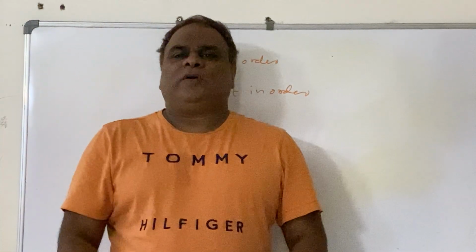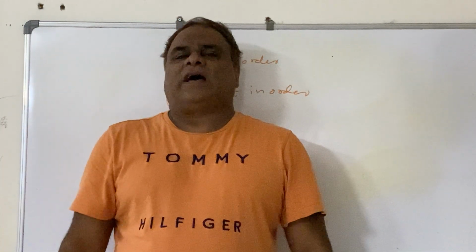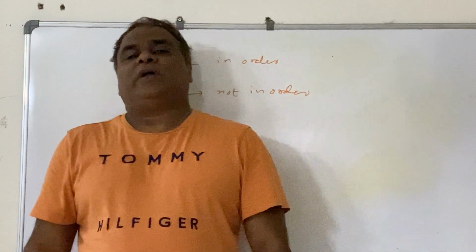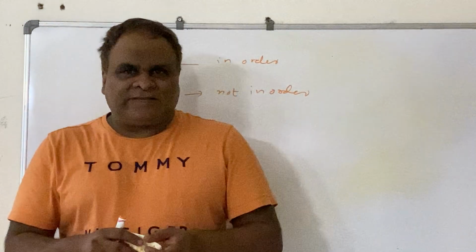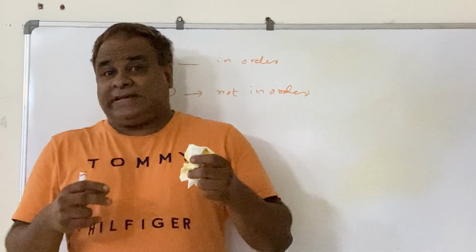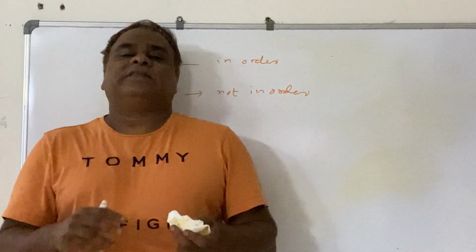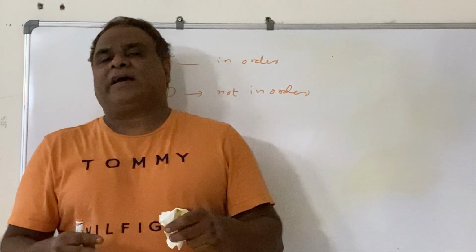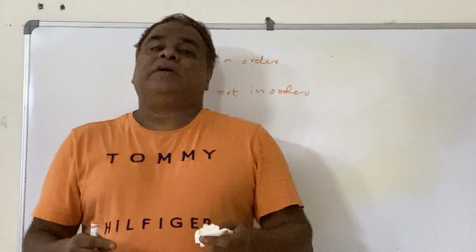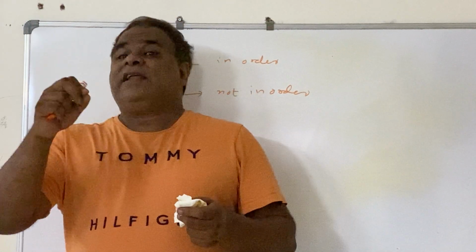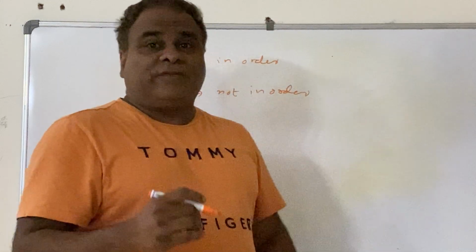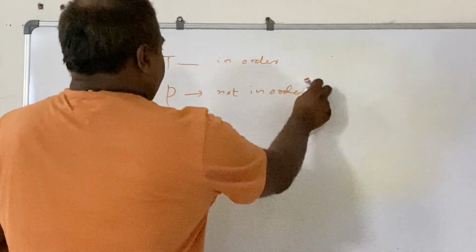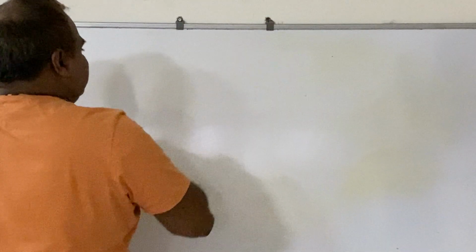What is the parallelogram law? If two vectors are represented in magnitude and direction by the adjacent sides of a parallelogram taken in reverse order, then the sum is represented in magnitude and direction by the diagonal of the parallelogram drawn from the same point. This is what we have seen in the last class.